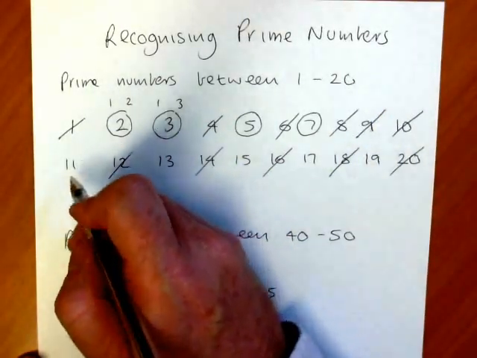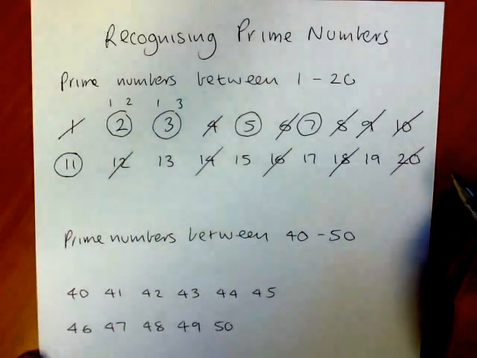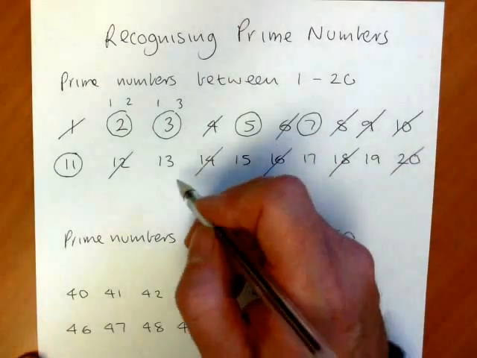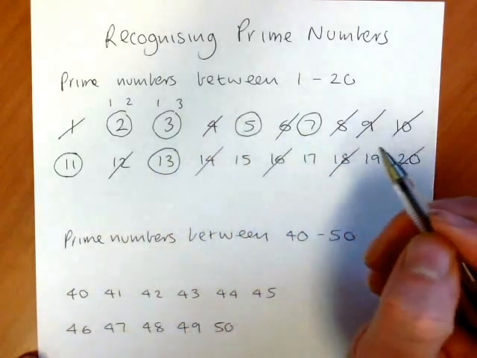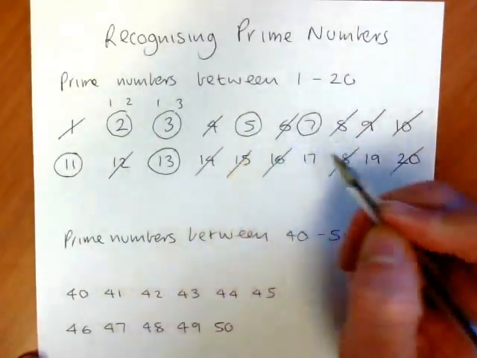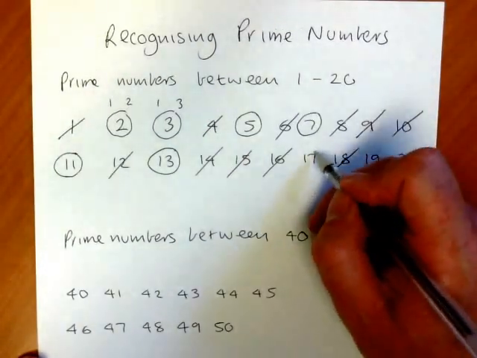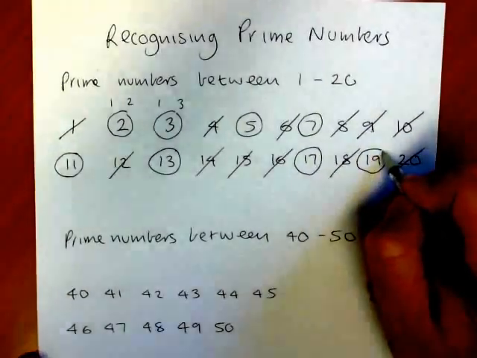11, well, only 1 and 11 go into 11. 3s don't go into it, 4s won't go in, because if 4 went in then 2 would go in. So that is a prime number, for the same reasons as 13. 15, well 3s go into 15, so that's not a prime number. 17, there's nothing that goes into 17 other than 1 and 17, so that is a prime number. And the same for 19.